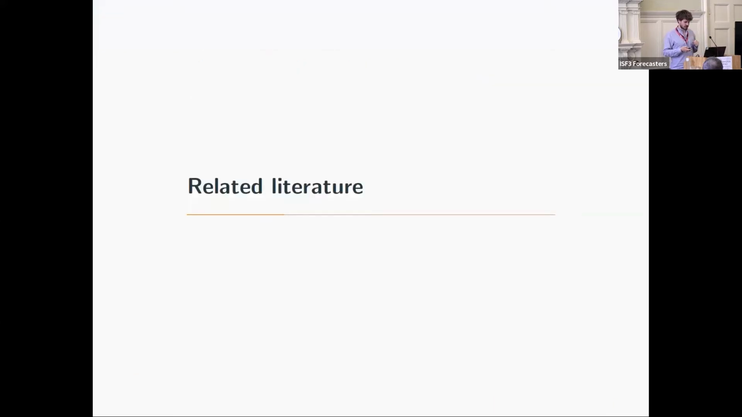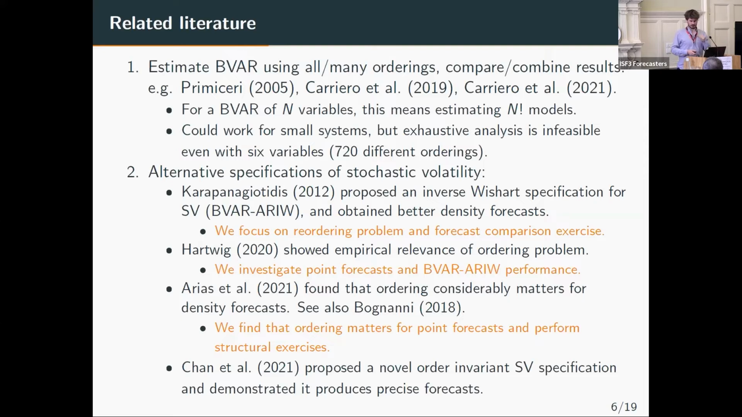Now, related literature. Let me be quick with this. We want to emphasize that Primiceri already acknowledged this problem. He mentions it, but he had the impression that it doesn't matter too much empirically, so there were no further investigations. Now, what you could do, of course, is for n variables, estimate all the possible different orderings. This would be n factorial. The issue is that even if you have just 6 variables, that would be 720 possible reorderings. This is not feasible.